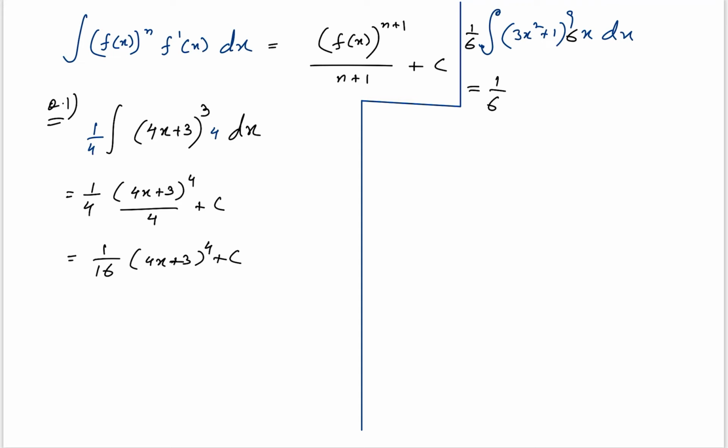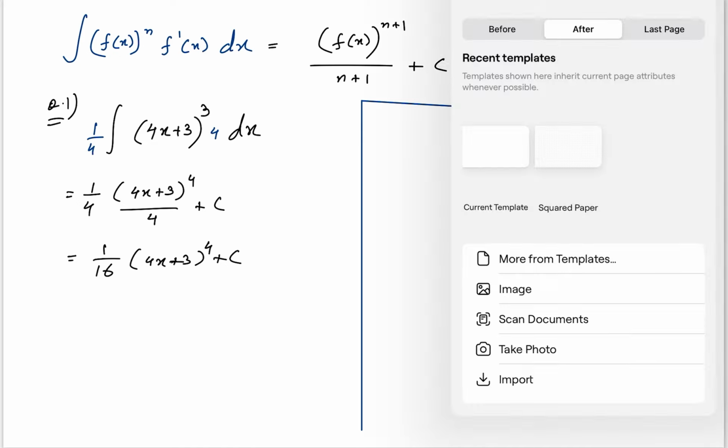So what is the power rule of integration? We will increase the power by 1 and divide by the whole new power, right? So this will be 1 over 60 into (3x square plus 1) whole to the power 10 plus c. So this is actually the power rule of integration. We studied two things, right? The first one is direct integration. Let's do some questions using direct integration.